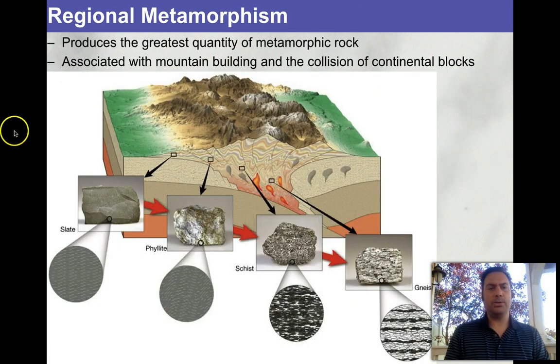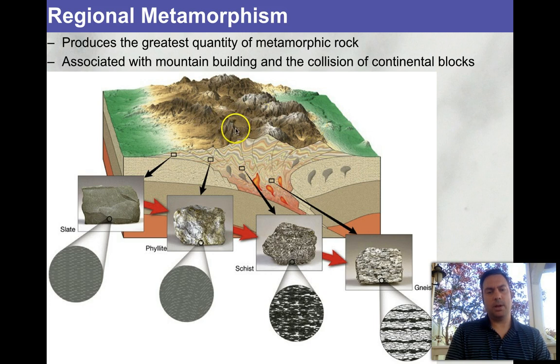And of course, regional metamorphism is the last of the types of metamorphism we need to talk about. These produce the greatest quantity of metamorphic rock, and basically these are associated with mountain building and the collision of continental blocks. So here we've got a continent moving in one direction, another continent coming here. Imagine this is Asia, India. You bring these two masses together, you form the Himalayan mountains.